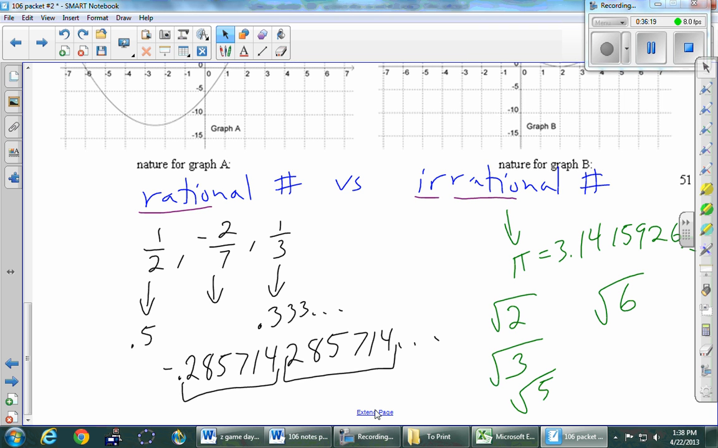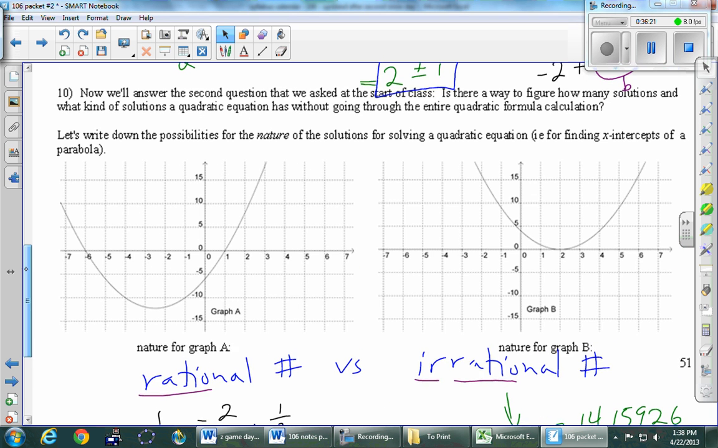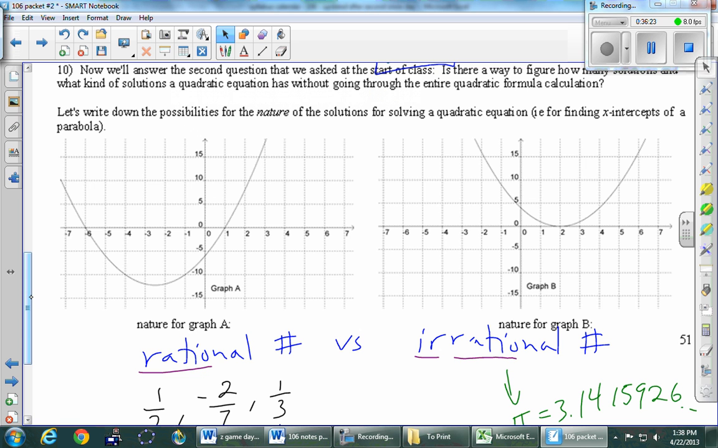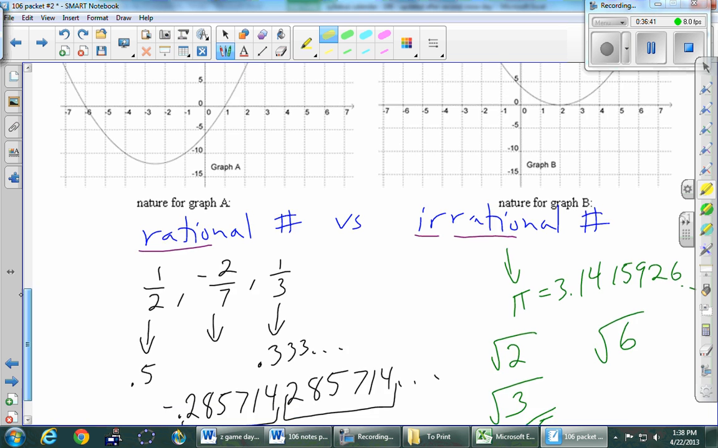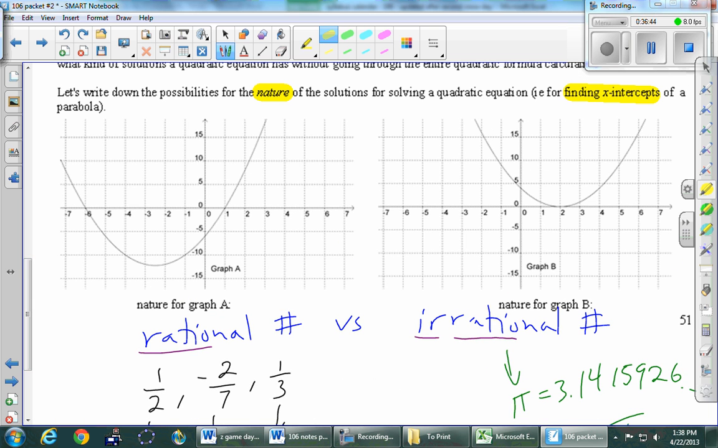Okay, so let's come back up here and take a look at this picture for our graph A. We're going to write down the nature of the solutions for the quadratic equation, which really means finding the x-intercepts. And this word nature I haven't defined, but we'll do an example and you'll see what I mean. So the x-intercepts, how many x-intercepts do you see in graph A? You see 2. And if you just had to guess, what's the left one? -6, and the right one is 1.